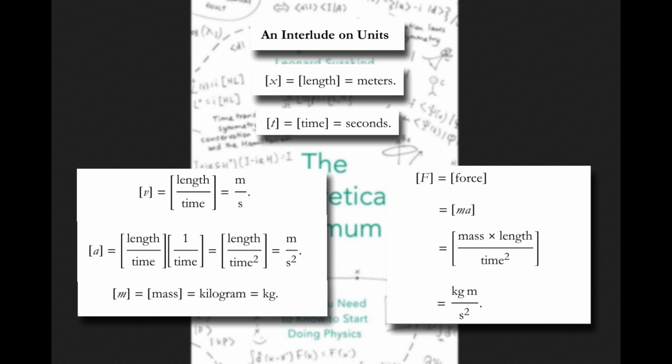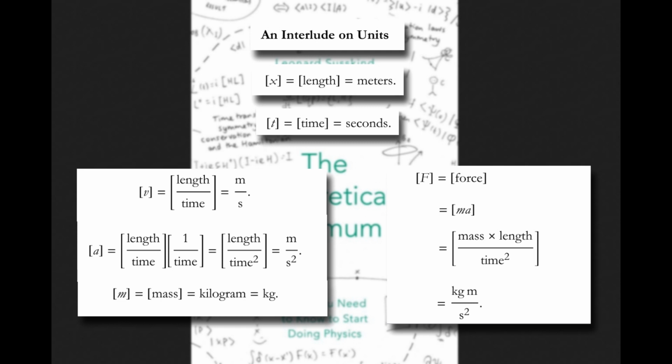Once we have units for length and time, we can construct units for velocity and acceleration. To compute the velocity of an object, we divide a distance by a time. The result has units of length per time, or in our units, meters per second. v equals length by time equals m/s. Similarly, acceleration is the rate of change of velocity, and its units are velocity per unit time, or length per unit time per unit time. a equals length by time times 1 by time equals length by time squared equals m/s².